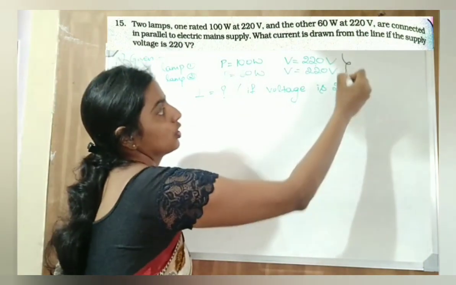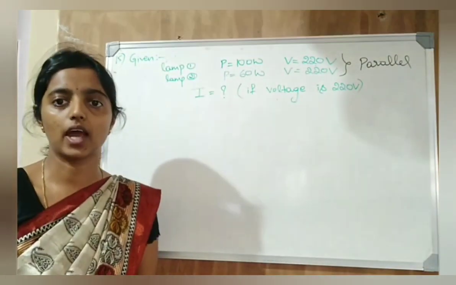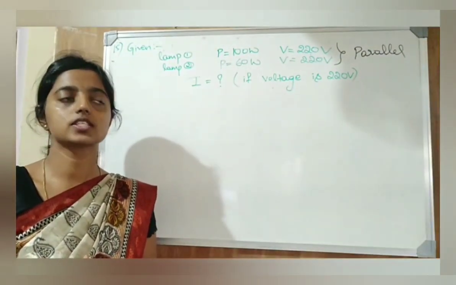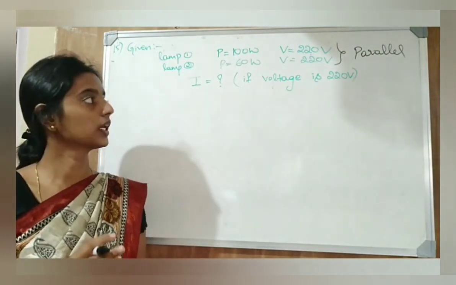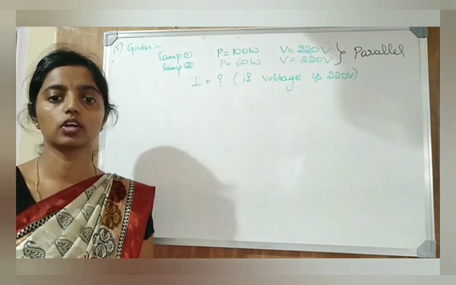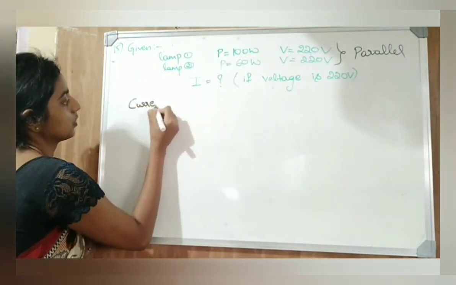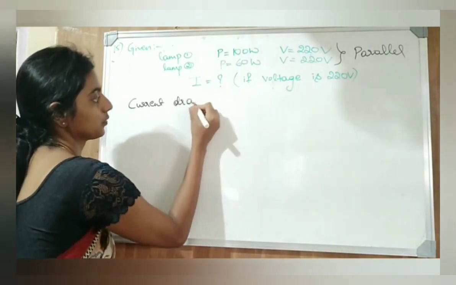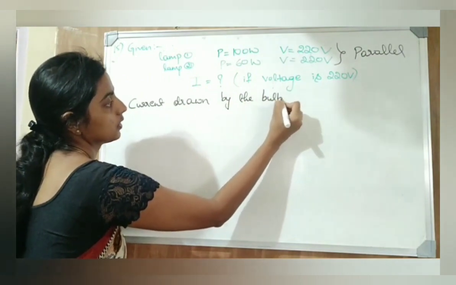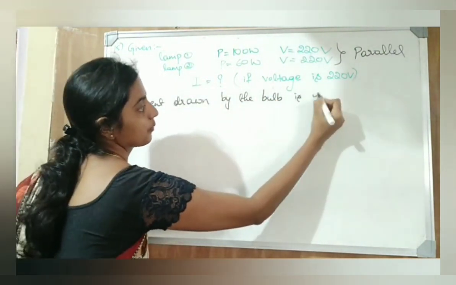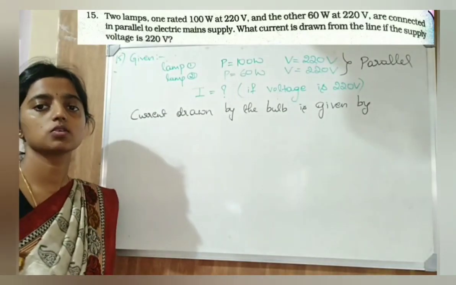And remember, both are connected in parallel. Since voltage is the same in a parallel circuit, the potential difference across each of them will remain the same, that is 220 volt. Now the current drawn by the bulb, that is the first lamp, is given by power equals voltage and current.